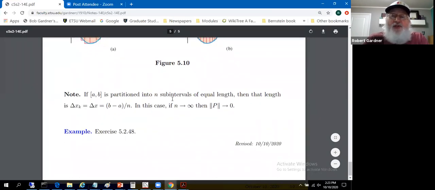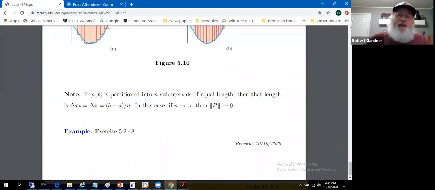If AB is partitioned into n subintervals of equal length, that length is (b minus a) over n. In this case, when n goes to infinity, the norm of the partition goes to zero. This is the norm of the partition. As n gets large, this gets small. So as I just said, by having n approach infinity in a regular partition, where all subintervals are the same length, we get the norm forced to go to 0. And that's a good thing. That's how we'll define integrals in the next section, I think it is.